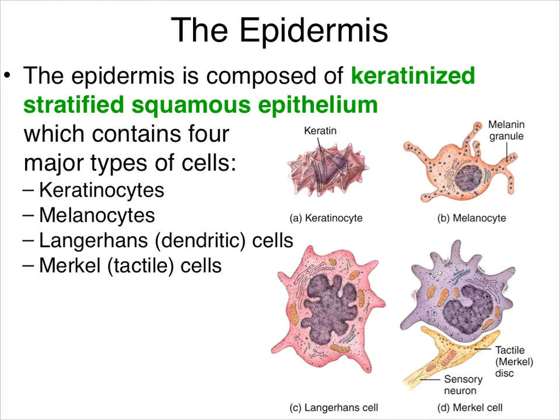Second, we have melanocytes. Melanocytes are specialized cells usually found in the stratum basale, which is the deepest layer of the epidermis. And melanocytes make these granules of melanin, which is a pigment. There are several different types of melanin that we'll talk about in our skin color lecture, but these are the main pigments that give your skin its characteristic color.